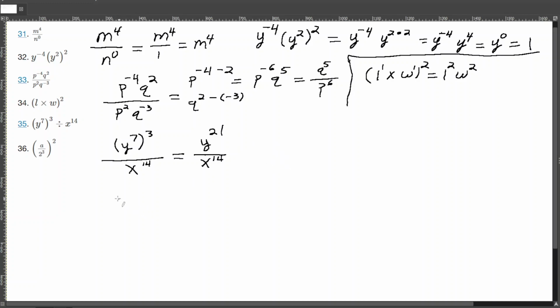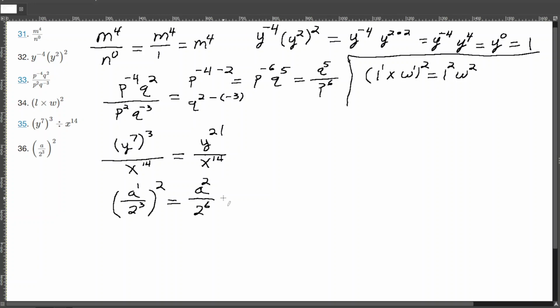So the next one we have is a over 2 to the 3rd power, everything squared. So this is just going to be the power of a power rule again. So this will be a to the first times 2, which is going to be a squared. And that's 2 to the third power times 2, so that's 2 to the sixth.